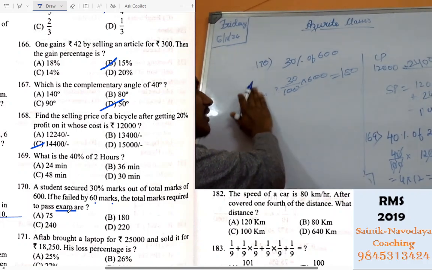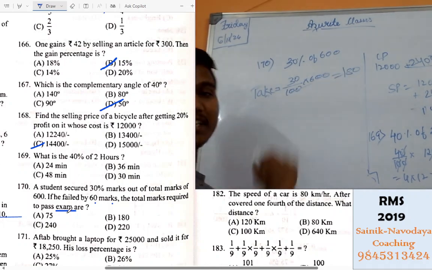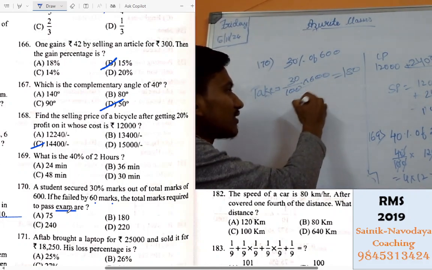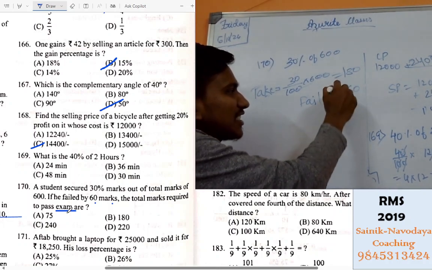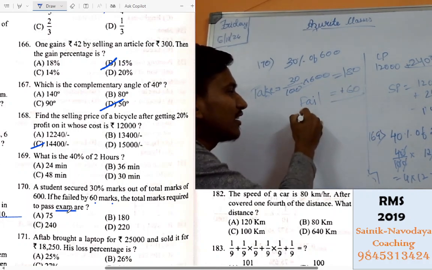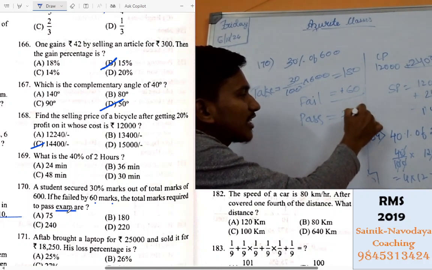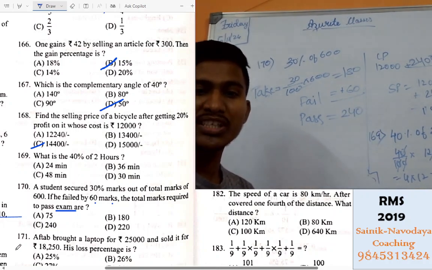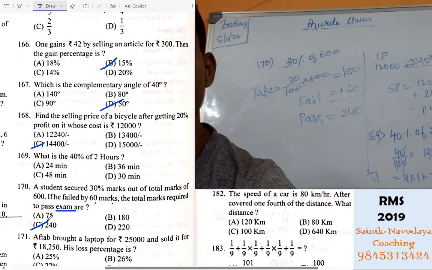After taking 180 marks also, how much is he failing by? He took 180 marks. So failed by how much? 60 marks. He failed by 60 marks. So if you add, then what is the total marks he will need? That is 240 marks. 240 is option C. Okay, that is how you have to do. Understand?